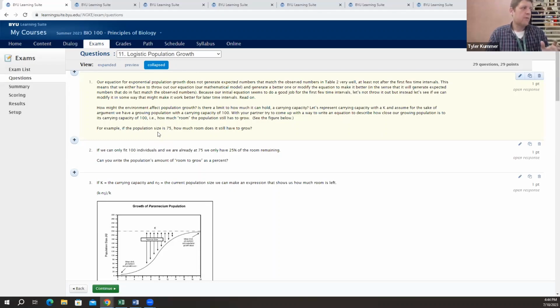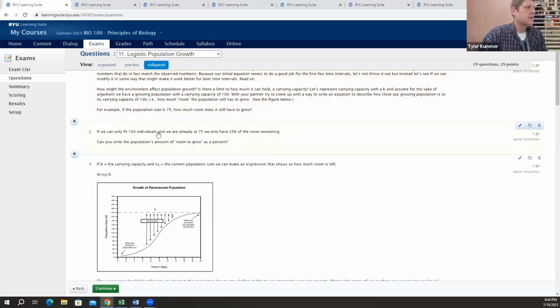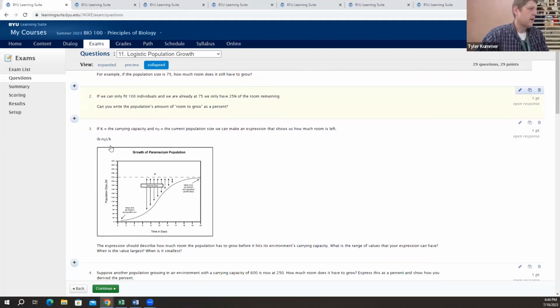Now, our model for exponential growth worked okay at the start and then got really bad at the end. What we want to do is take this idea of carrying capacity and incorporate that into exponential growth. And so we come up with this term here. K is going to represent our carrying capacity. In that example up there it was 100. And then we're going to take what our population is now and develop a percentage from it. So K minus N naught, divided by K.